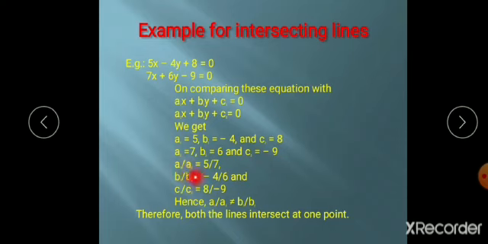If you divide a1 by a2, b1 by b2 and c1 by c2, and a1 by a2 is not equal to b1 by b2, then we can conclude such lines are called intersecting lines. If by seeing this equation a1 by a2 is not equal to b1 by b2, then we can say such lines are called intersecting lines.